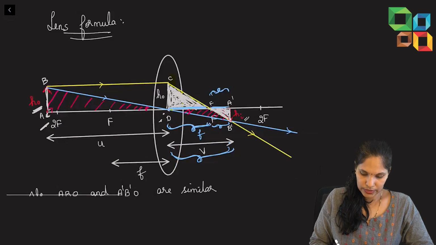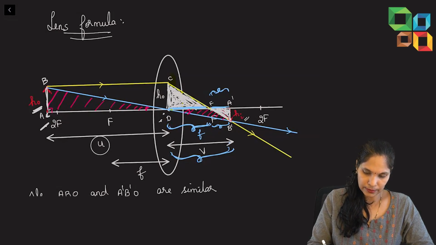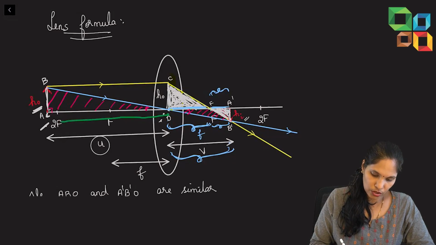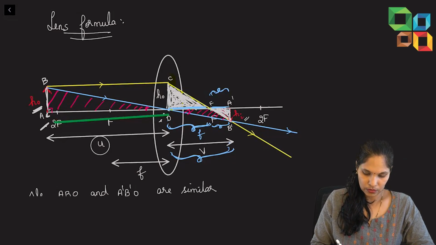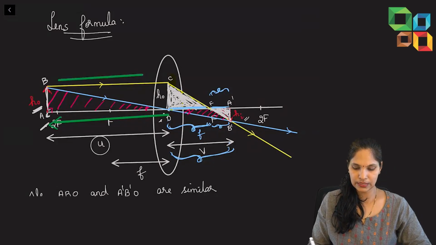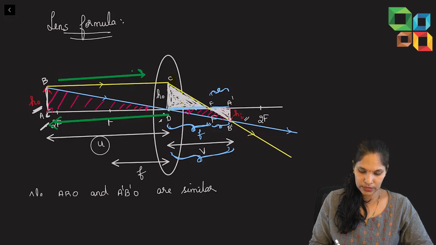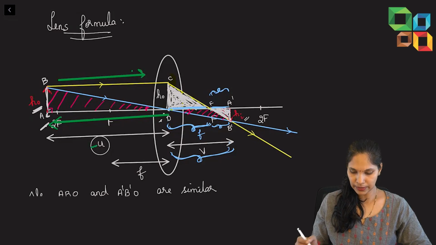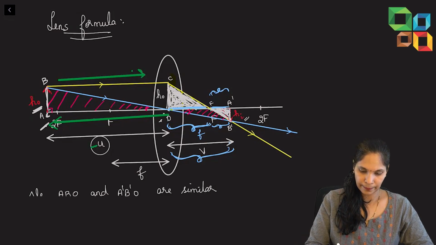So U is here. I am going to measure it from the optic center along the principal axis. So start from the optic center and go towards the object. So you are going in this direction. But the incident ray goes like this. So they are opposite. So U is negative. Fine. Let's see what happens to V.